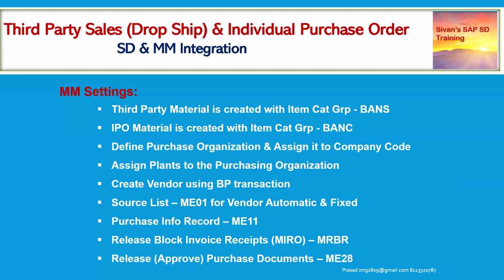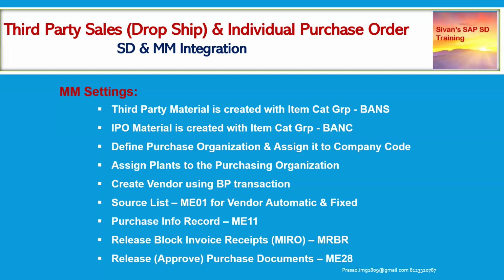IPO material is created with item category group as BANC. And we need to define the purchase organization the way we defined sales organization in the system. In a similar way, we need to define the purchase organization and assign it to the company code. And the plants, whatever we have defined, those plants also we need to assign to the purchasing organization.